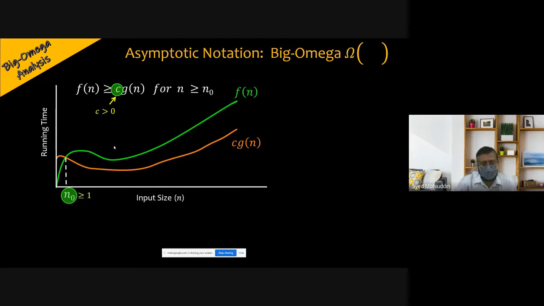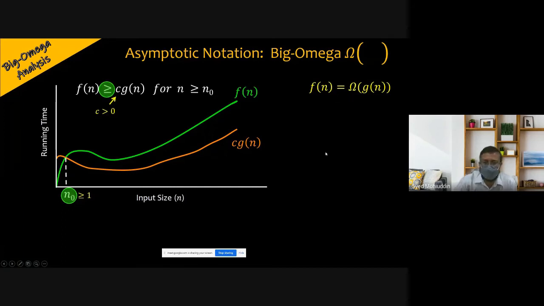Always remember, as I told you in the last class also, input is always greater than or equal to 1, because there should be at least one input. So n should be at least 1. Now if f of n is greater than or equal to c times g of n for some n greater than or equal to n0, then we say that f of n is omega of g of n. We said f of n is big O of g of n. Now let us talk about f of n is omega of g of n.